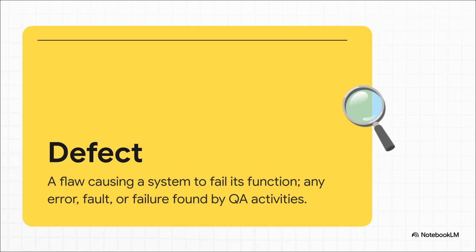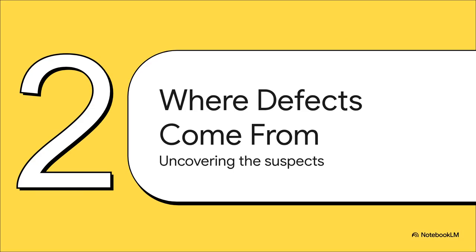Just think of it like this. It's any flaw, any problem we find during our QA activities that makes the system fail to do what we expect it to do. Simple as that. Okay, so we know what a defect is. The next logical question is, where do they come from? Where do these sneaky bugs actually hide out? And believe me, it's not always where you'd think.